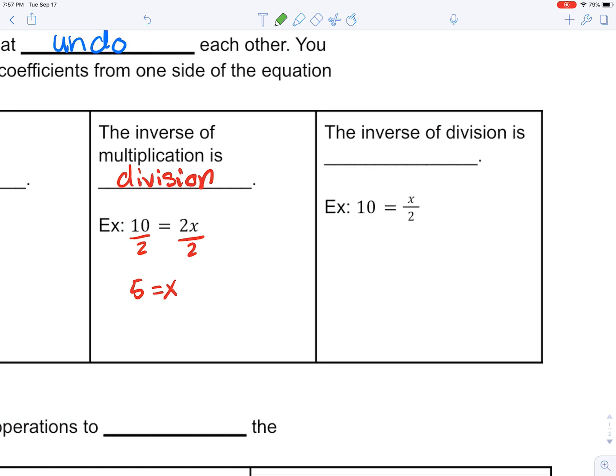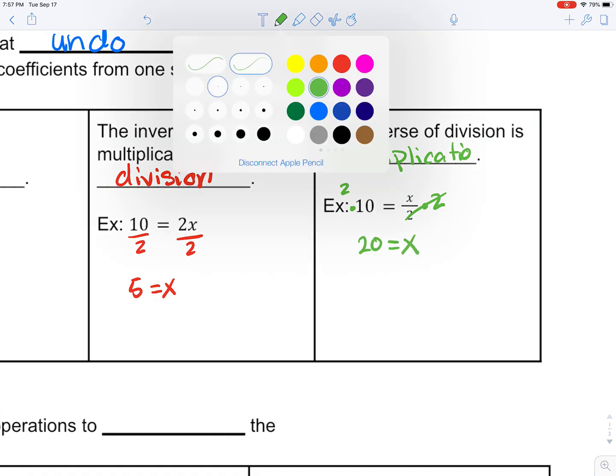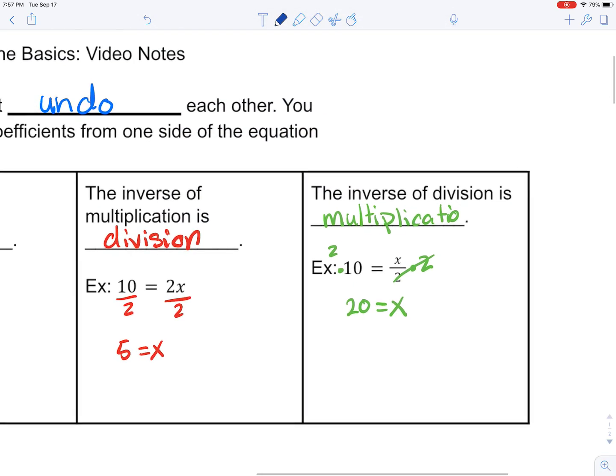The inverse of division is multiplication. Here I'm dividing by 2, so I need to multiply by 2 to make it go away. Again, 2 divided by 2 would be 1, and 1 times x is just x, so that's why that works. So over here we multiply by 2, 20 equals x. Again, plug that back into your original and make sure that it works.